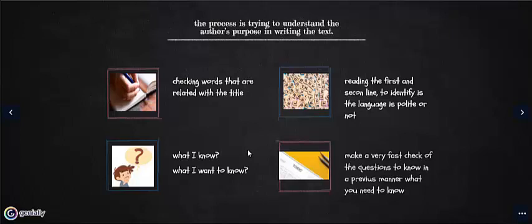Then, how to apply it in the TOEIC test is to make a very fast check of the questions to know beforehand what you need to know, to have a better idea about what we are looking for.